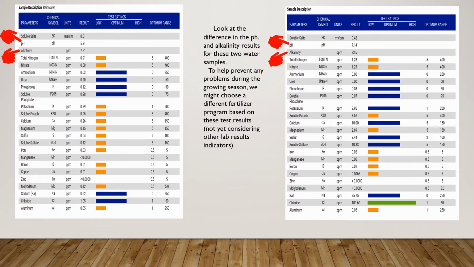So to help us prevent potential problems during our grow operation through the season, this indicates to us that we may want to make slightly different fertilizer choices dependent upon the lab results that we've just gotten for these two different water samples. So let's take a quick look at what this might translate to for us.